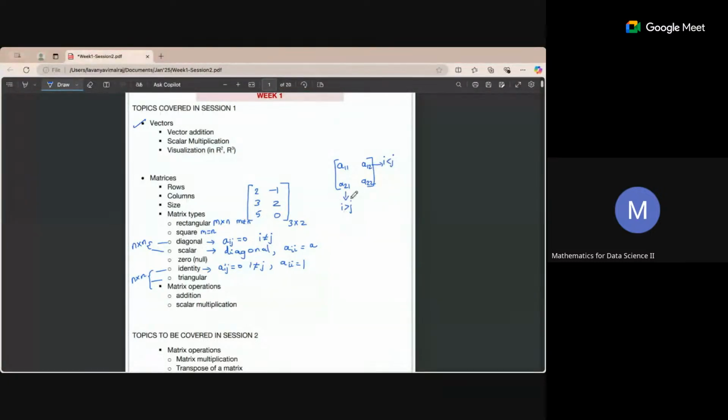So now using this property, can you first of all describe lower triangular? Aij should be 0 whenever you have i is less than j. This is lower. And for upper, Aij is 0 for i greater than j, right?